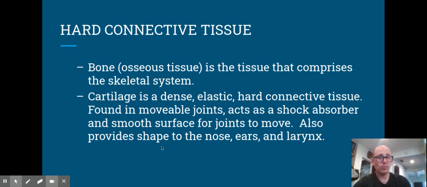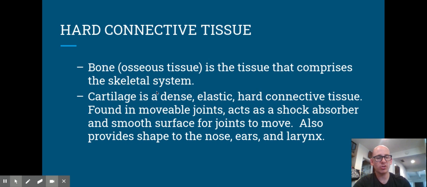Okay, we also have hard connective tissue. That's bone and cartilage. Bone, or osseous tissue, is obviously what makes up our skeletal system. That should be straightforward. Cartilage serves a variety of purposes. It's dense, solid, elastic. It's hard, and it's really smooth as well. So this is found in all the movable joints that we have.